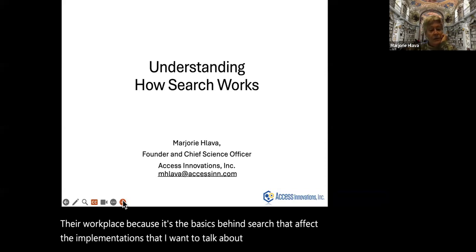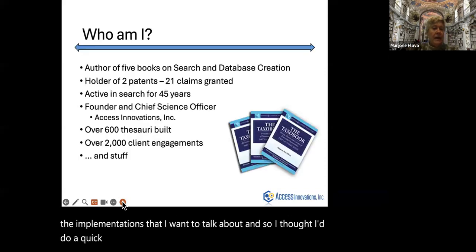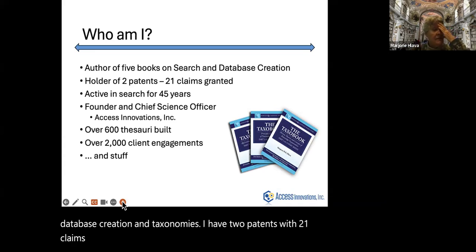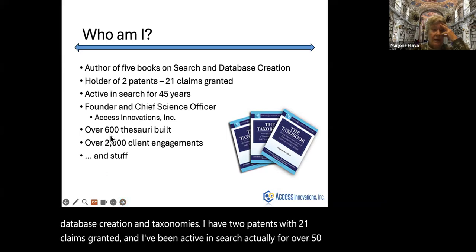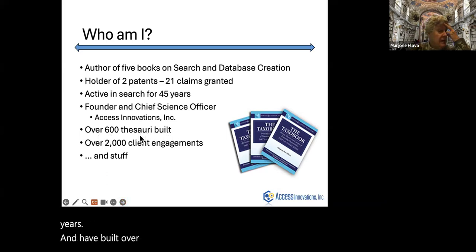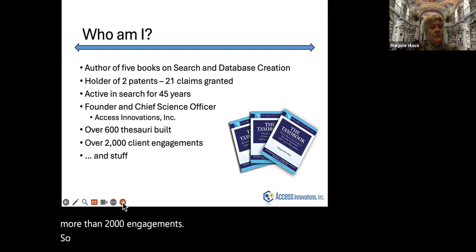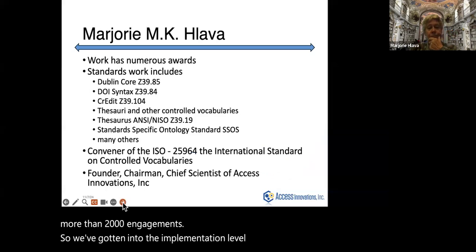And so I thought I'd do a quick little who am I? I've written 5 books on search and database creation and taxonomies. I have 2 patents with 21 claims granted, and I've been active in search actually for over 50 years, and have built over 600 thesauri, and our company has done more than 2,000 engagements. So we've gotten into the implementation level pretty heavily.